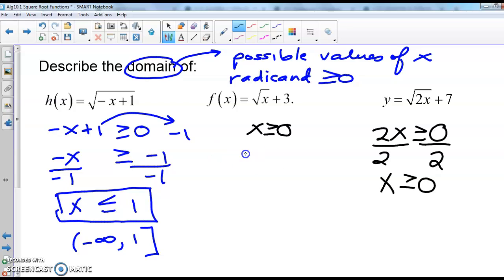So for the domain, you can write this as from 0 to positive infinity. And this one is the same, from 0 to positive infinity. Alright, so I hope these examples helped you understand how to find the domain of square root functions.